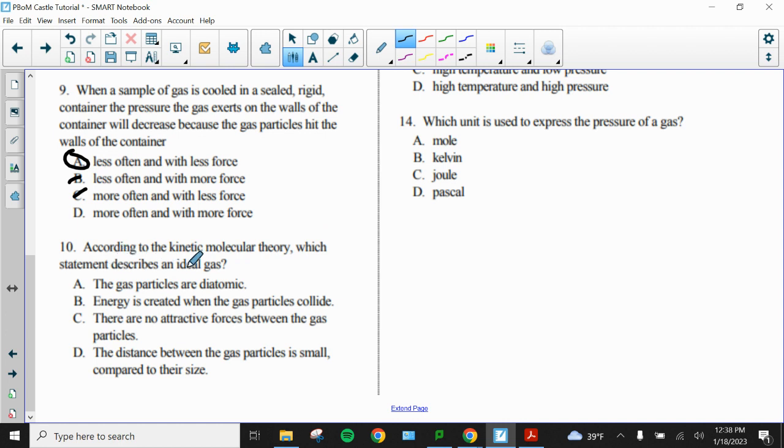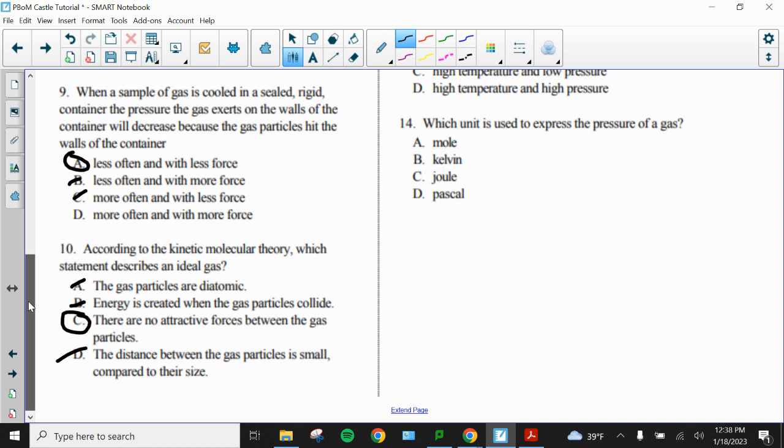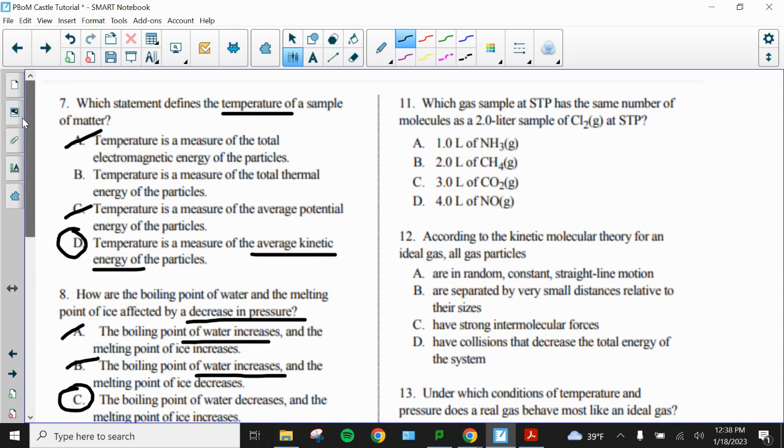Kinetic molecular theory, which statement describes an ideal gas? There's a few of these questions in here. These are those 5 postulates. Okay, so the gas particles are diatomic. That is not true. Not all gas particles are diatomic. All the noble gases, none of them are diatomic. Energy is created? The postulate says energy is completely transferred or elastic. There are no attractive forces between gas particles. That's the one we're looking for. That's true. The distance between the gas particles is small? No, the distance is actually very, very big.